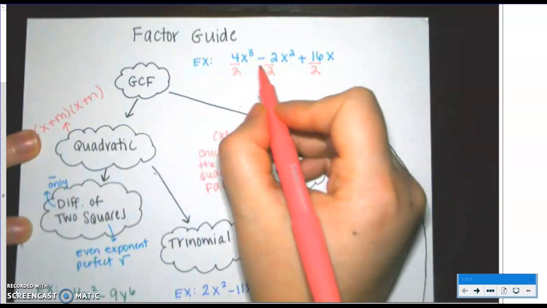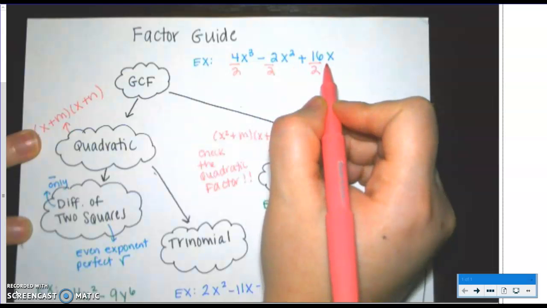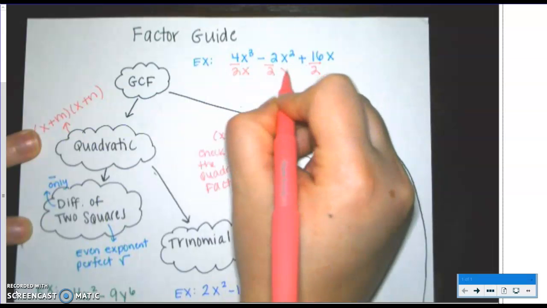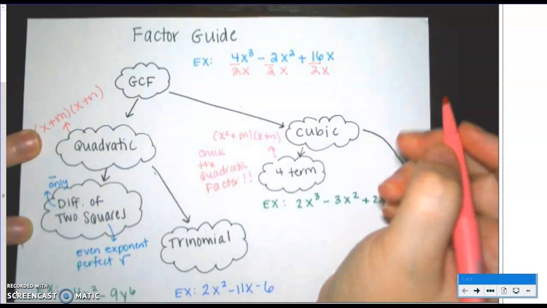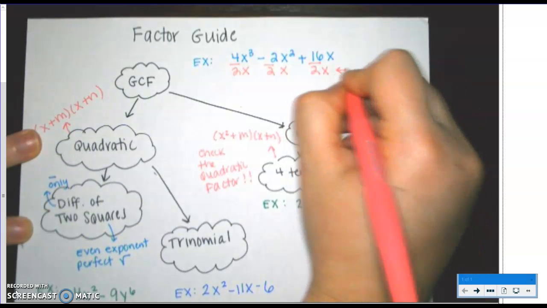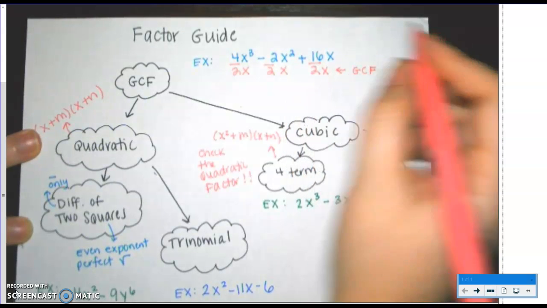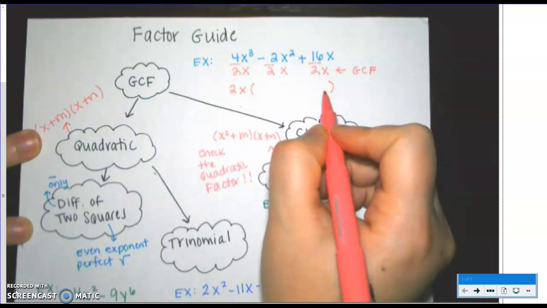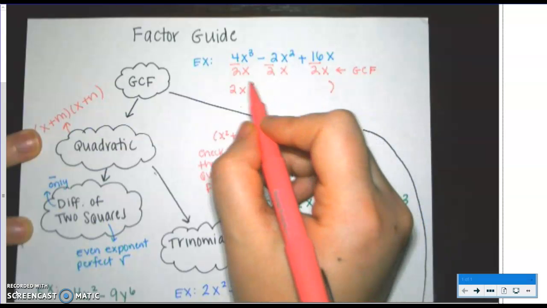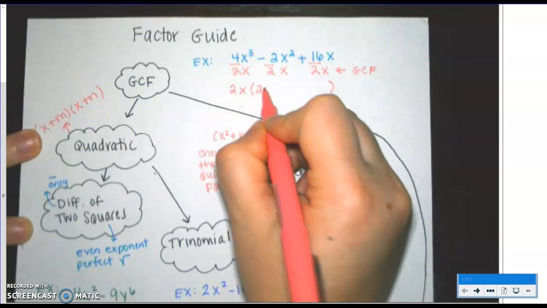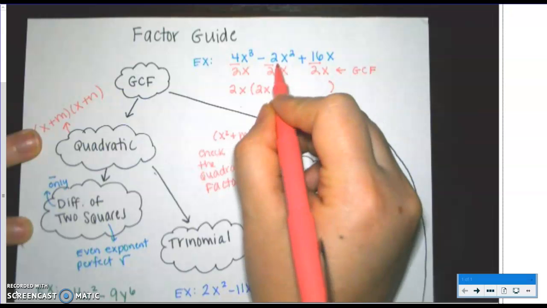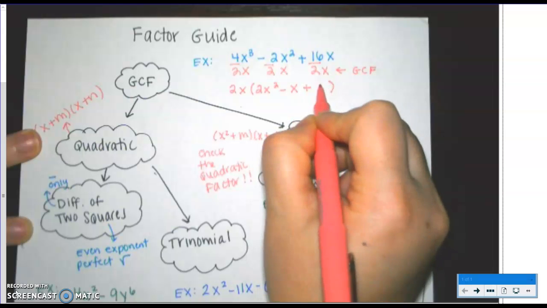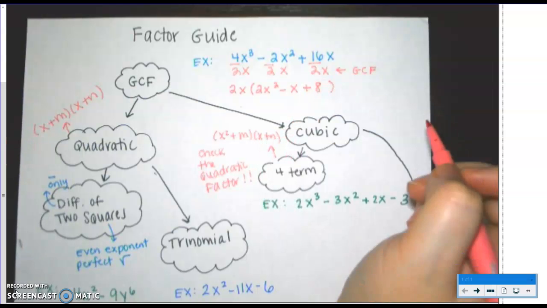If you notice, they also all have the variable x. Now this only has 1, so that's the most that I'm going to be able to divide by. So 2x is the greatest common factor. So when I factor that out, that goes out front, and the leftovers go back on the inside. So 4 divided by 2, and then take away one of the x's. 2 divided by 2, take away one of the x's. 16 divided by 2, and that x is gone. So that's what it would look like.